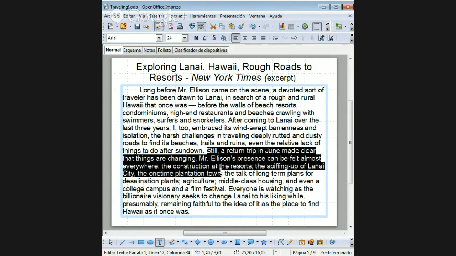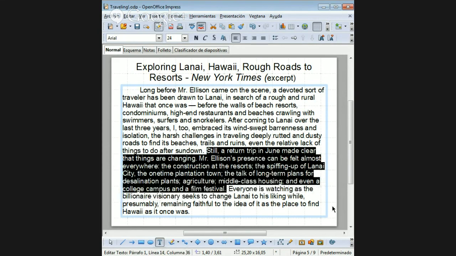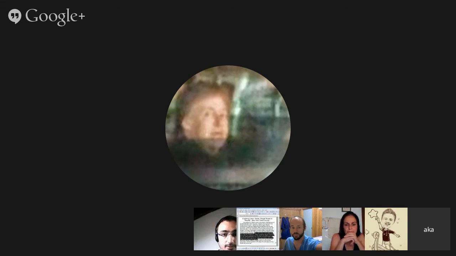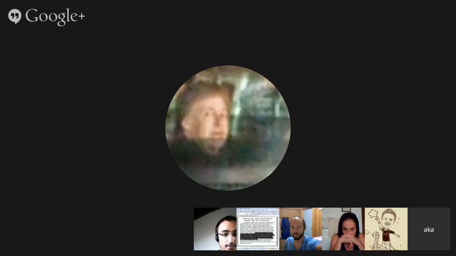And let's try to read the next two sentences. Ken, can you read those next two sentences? Okay, "Still, a writer's trip in June made clear that things are changing. Mr. Ellison's presence can be felt almost everywhere: the construction at the resort, the spiffing up of Lanai City, the one-time plantation town, the talk of long-term plans for desalination plants, agriculture, middle-class housing, and even a college campus and a film festival."